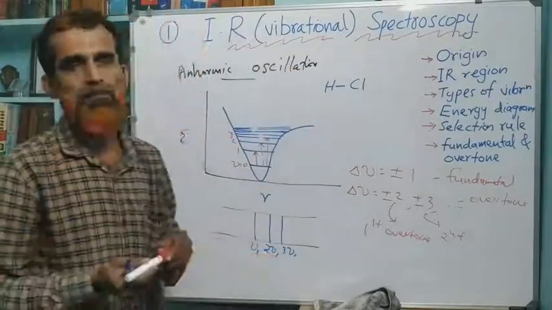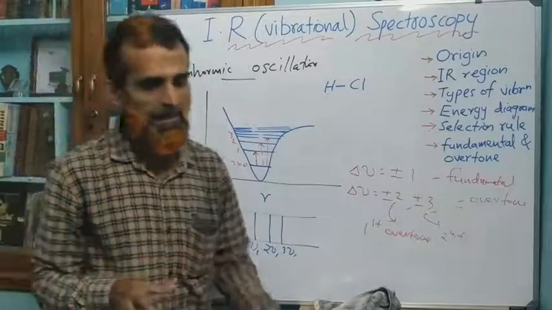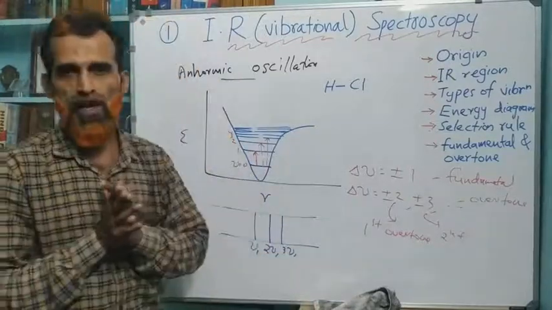So two types of transitions are there, fundamental and overtone transitions. That is the selection rule in the case of IR spectroscopy.